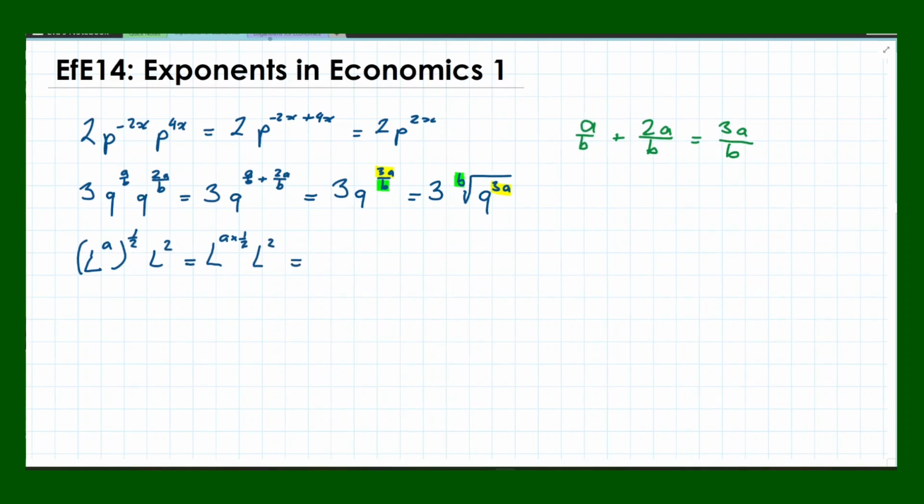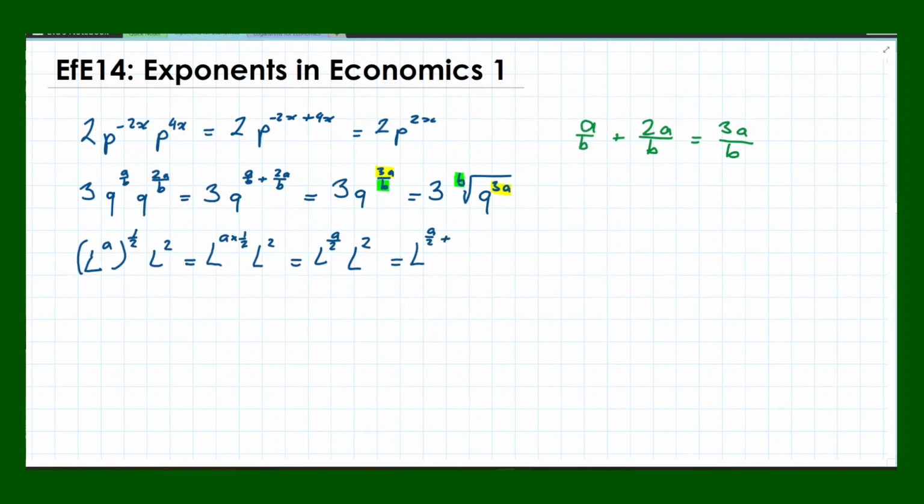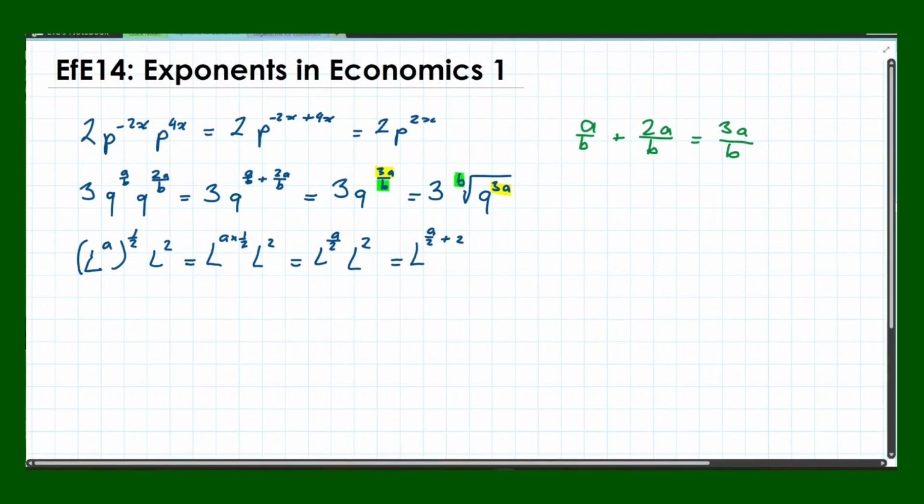So a times a half is just a over 2, because that's how you multiply a whole number and a fraction together. You just multiply the numerator, which in this case is 1, by a. Now, what I've got here is the same bases multiplied by L squared. So all I have to do is add these powers together. So a over 2 plus 2. Again, switch color and then do that calculation on the side. So a over 2 plus 2.